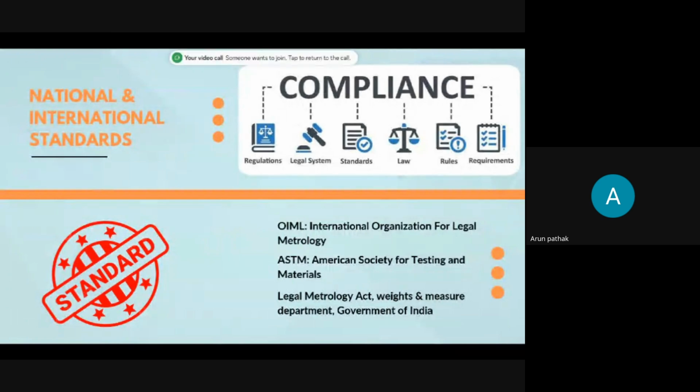OIML is the primary international body for weights, the International Organization for Legal Metrology, and India is a member country of OIML. Second one is ASTM. ASTM is an American equivalent to OIML. They have their own design standards, and there are many more things we will discuss later. And third one is Weights and Measures Department, Food and Consumer Safety Department, Government of India. We will know about these organizations and their standards one by one next.